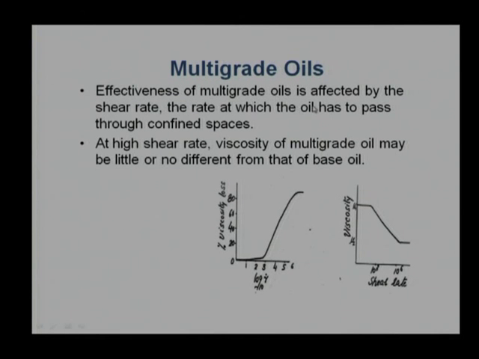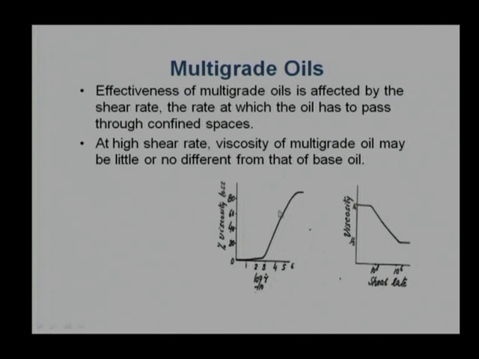That is why I say that effectiveness of the multigrade oil is affected by shear rate, the shear rate at which oil has to pass through a confined space. Narrow space, convergent space, oil is pushed through that space and they will shear, they will reduce viscosity. So, at the high shear rate, viscosity of multigrade oil may be little or not different from the base oil. This is shown in this diagram. Say that when shear rate is low, viscosity is high. Actual multigrade oil is working over here, but as the shear rate is increasing, they show a sudden change in behavior and try to reach the viscosity of the base oil or mineral oil in which the polymers are mixed.